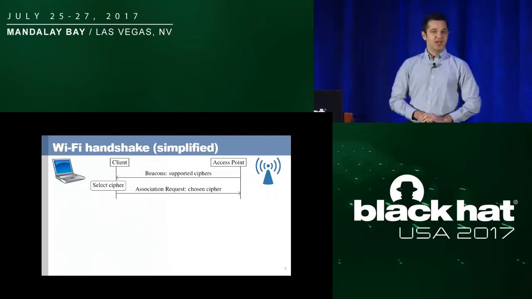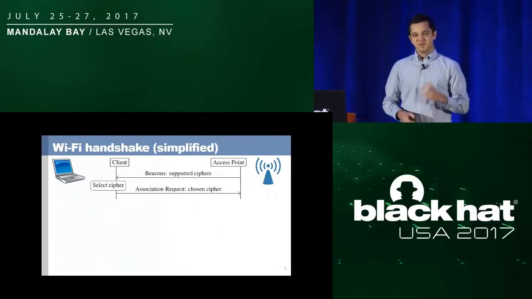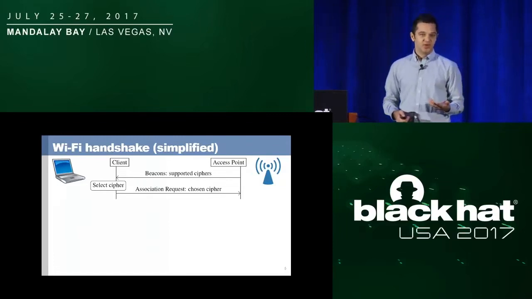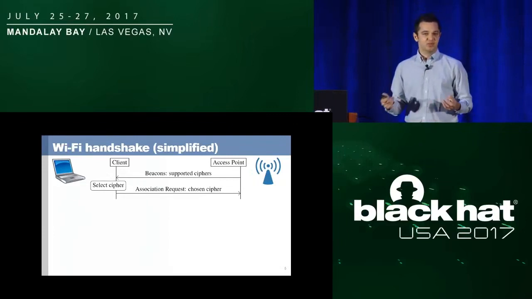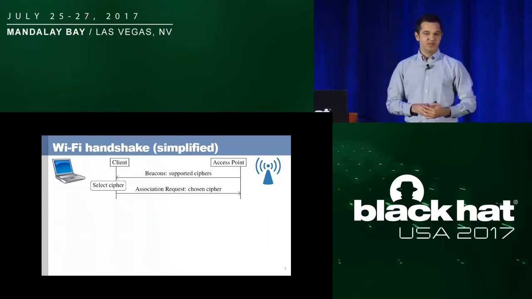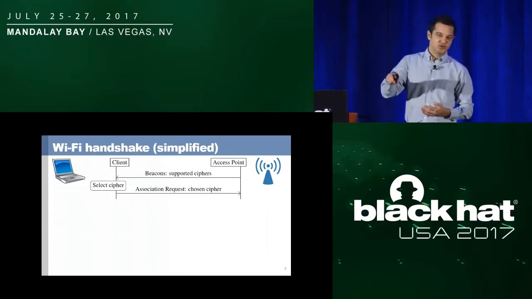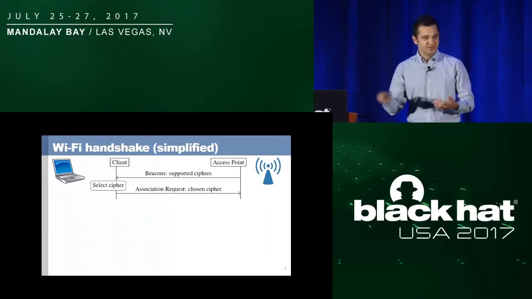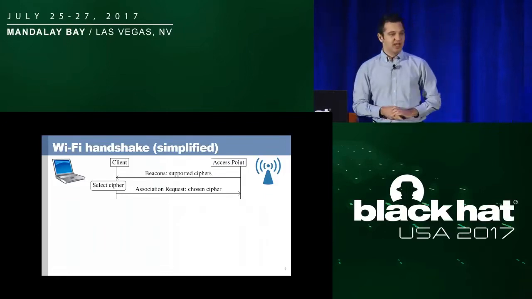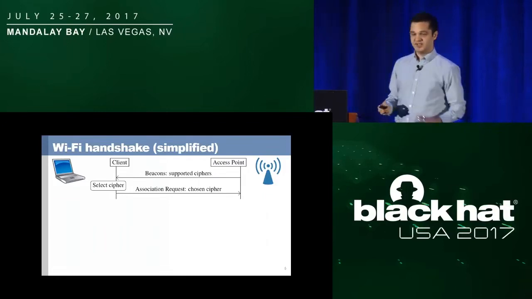Okay, so how does the Wi-Fi handshake actually work? In the first stage of the handshake, we are basically going to discover nearby networks. This is traditionally done by the access point, which constantly transmits beacons that announce the presence of a network. The client monitors for these beacons, and when it has found a network it wants to join, it will decide which cipher it wants to use, and then it will send an association request to the access point that is basically saying, hey, I want to connect to this access point.